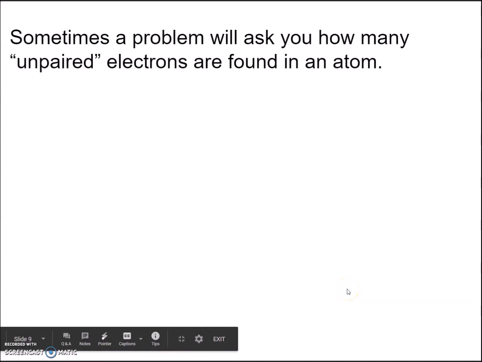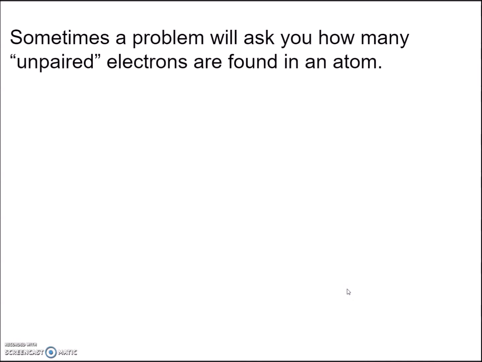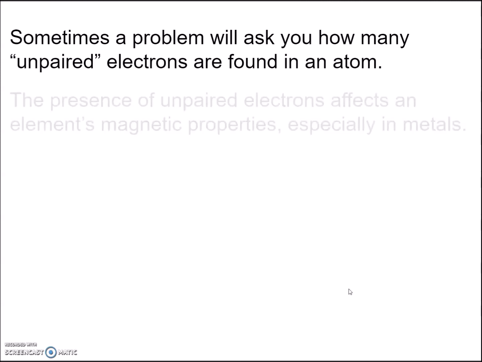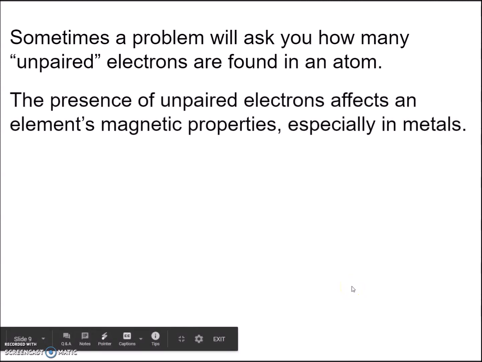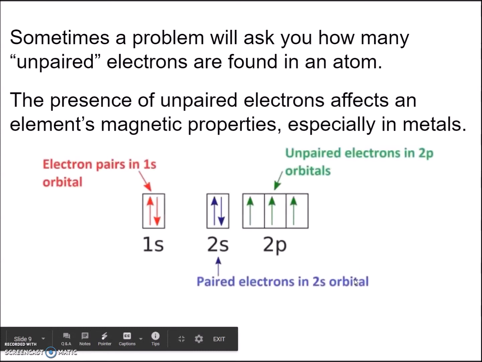Okay, one little twist. Sometimes when a problem about orbital diagrams is posed to students, it's going to ask you about the number of unpaired electrons. This is actually a pretty simple concept. The presence of unpaired electrons affects an element's magnetic properties, especially when it's found in metals. That's why they ask you that. And also, it's a nice question to ask as a follow-up to an orbital diagram.